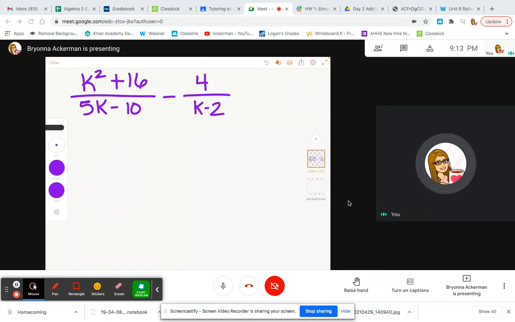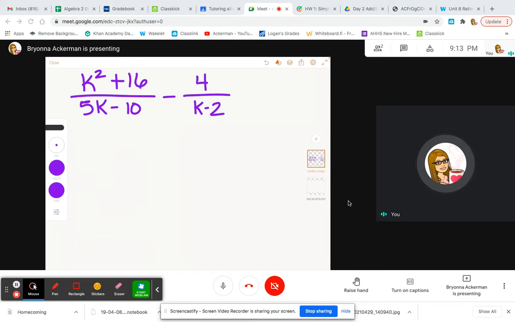Okay, in the last video, we were learning how to add or subtract when the denominators were the same, or when we had like bases. In this video, we're going to learn when we have unlike bases. In this case, the denominators do not match.